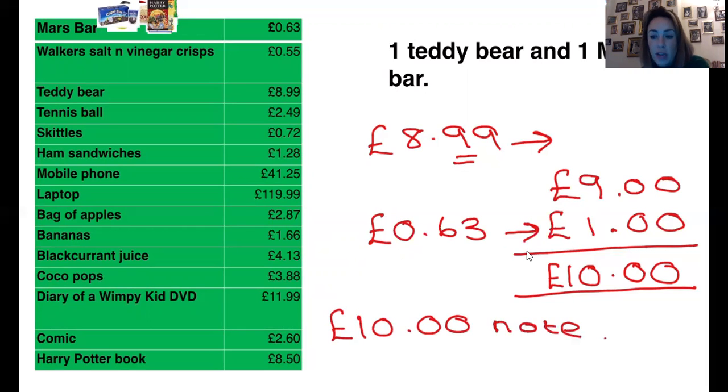If you wanted to challenge yourself, you can add together the £8.99 and the 63 pence. If you use column addition and lay it out under each other so that the decimal point is in the same line, see if you can work out exactly how much that teddy bear and that Mars bar costs, and you can see how much change you would get from the £10 note.